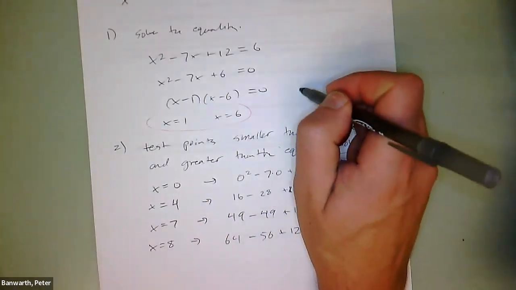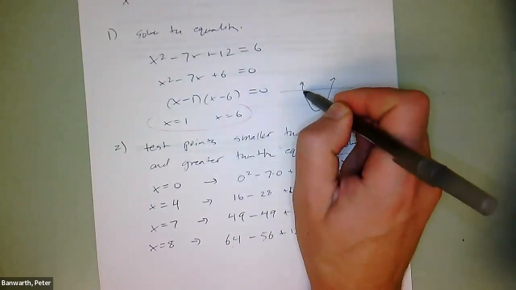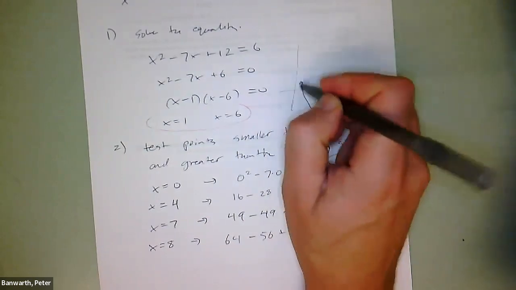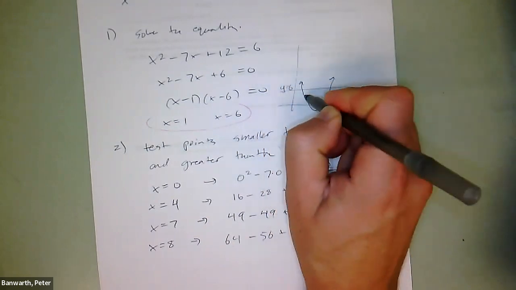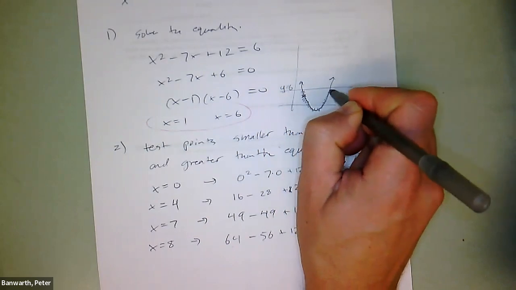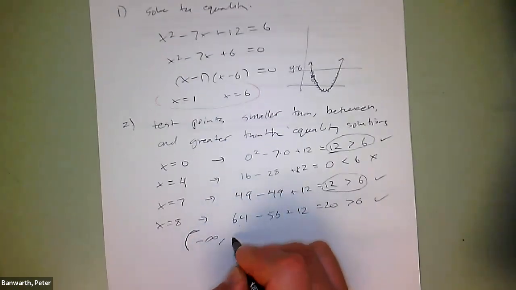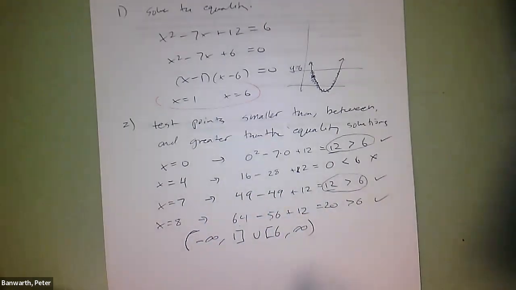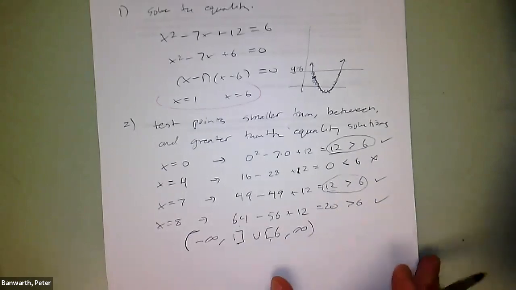And that's just because our functions are continuous, right? We draw without lifting. So if this is y equals 6 here, and I'm below 6 in here, I have to be below 6 everywhere until I get back up. So again, I find negative infinity up to 1, and then 6 up to infinity is where my function is bigger than or equal to 6.